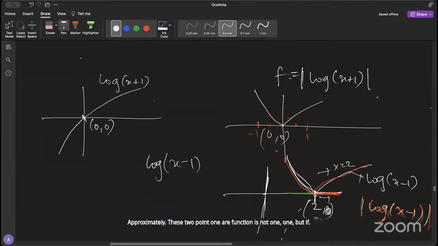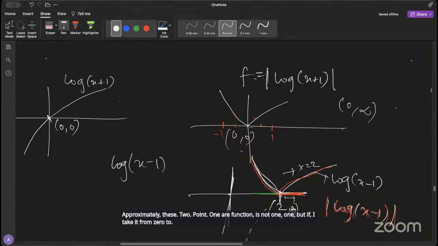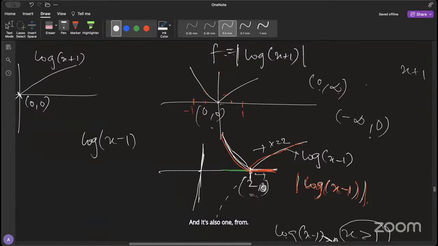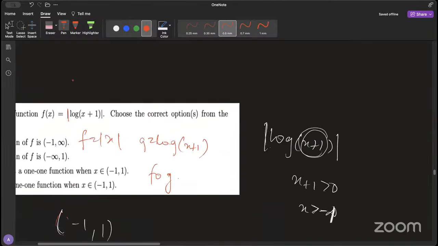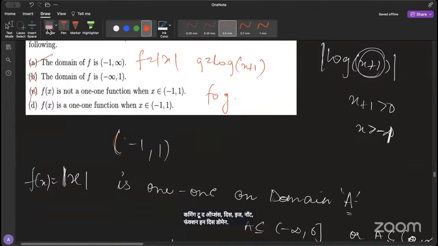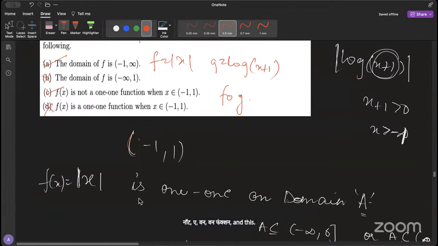But if I take it from 0 to infinity, that's what I said there, isn't my function 1, 1? This function is 1, 1 from 0 to infinity, right? Yes, ma'am. And it's also 1, 1 from minus infinity to 0. But if you start mixing points from here and here, then it won't be 1, 1 anymore. That's the problem. So coming to the options, this is not a 1, 1 function in this domain, and this one's correct, right? Not a 1, 1 function, and this is incorrect. Is this okay? Yes, ma'am. Okay.